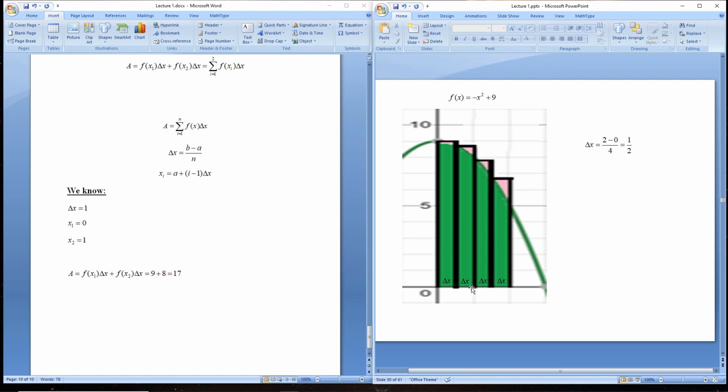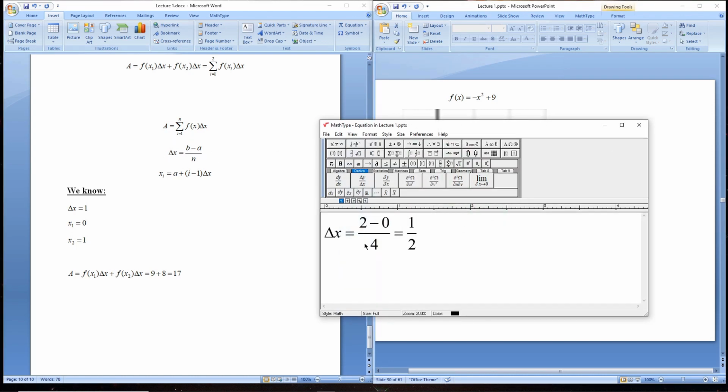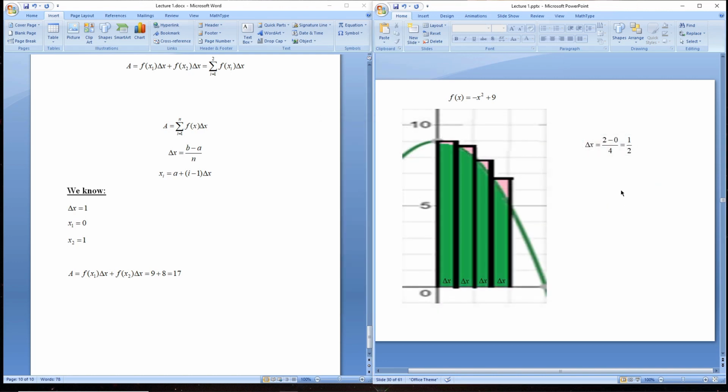And we can figure out what that delta x is, because remember, it's over here. It's our b minus a over n, where b is 2, a is 0, and n is 4. And so here's our delta x of 2 minus 0 for b minus a, 4 for our 4 rectangles, which means that delta x is now 2 over 4, which reduces to a half. So with 2 rectangles, we had delta x of 1. With 4 rectangles, our delta x is now a half.